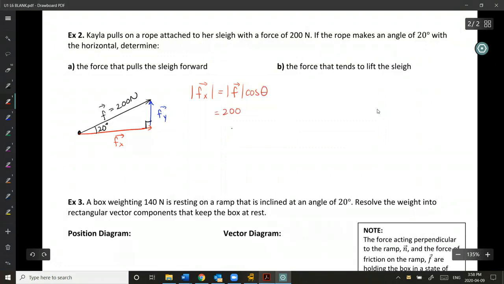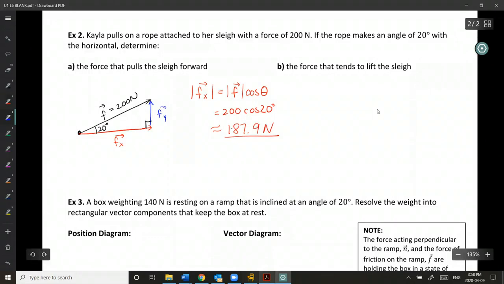And that means that we're doing 200 times the cos of 20 degrees for this calculation. Okay, so I'm going to just approximate this. We'll round to one decimal place again. You should have here 187.9 newtons for the force that is pulling the sled forward.